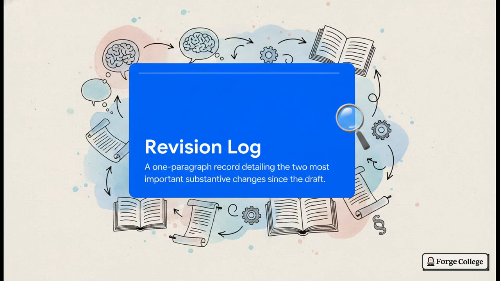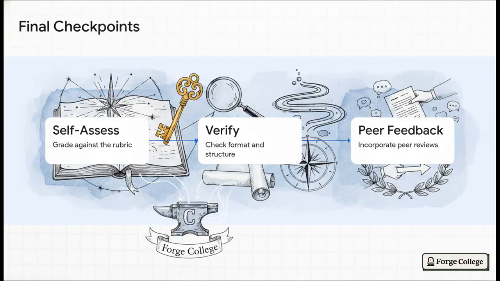Next up, the revision log. I want you to think of this as your software release notes. If you incorporated peer reviews to improve your argument structure or to add fresh evidence, you must declare those upgrades in this vital piece of documentation. It's simply a one-paragraph record appended to the final submission that details the 2 most important substantive changes you made since your rough draft. Now execute this 3-step final checkpoint pass to guarantee every single category meets expectations or higher.